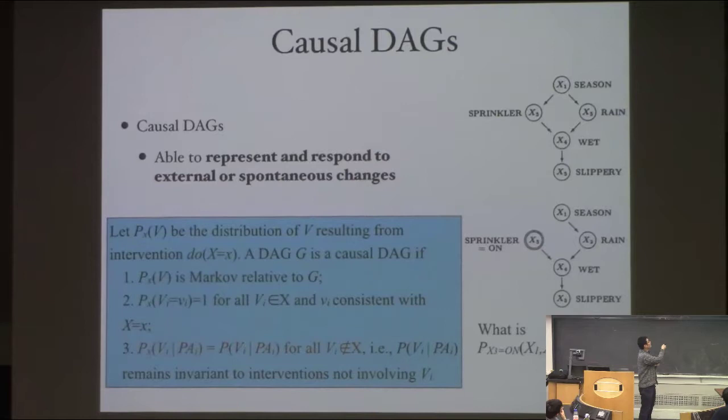Because you do intervention, you set the value to some particular value, then you know the distribution. And the last one says, after you do intervention, for all the other variables, the conditional distribution is the same as before. So if you compare the situation before and after intervention, the conditional distributions for the variables you didn't intervene on would be the same. This is known as modularity.